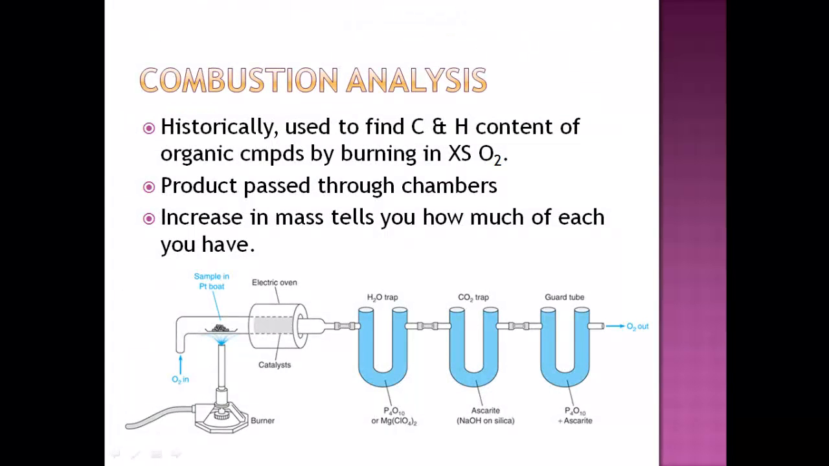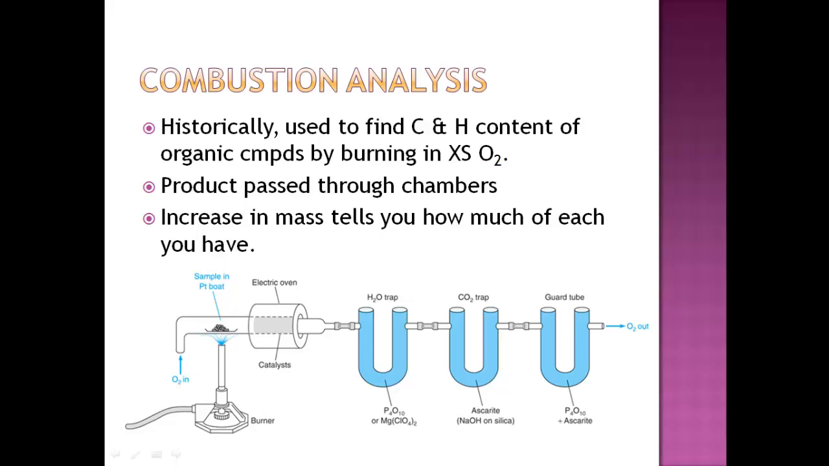Historically, it was used to find carbon and hydrogen content of organic compounds by burning in excess oxygen. As you see here in the picture, a partly combusted product is passed through catalysts such as platinum gauze or copper oxide or lead oxide, but anyway, it's passed through a catalyst at really high temperatures to complete the oxidation to carbon dioxide and water.